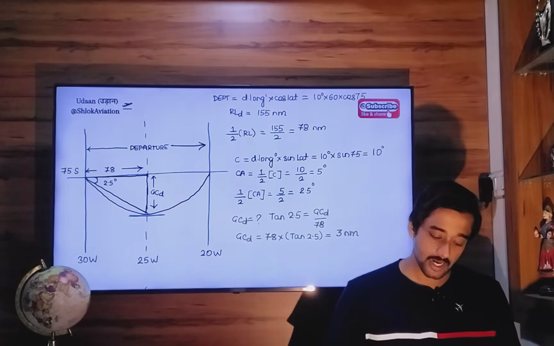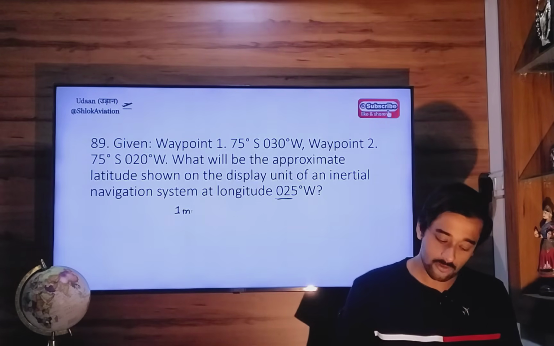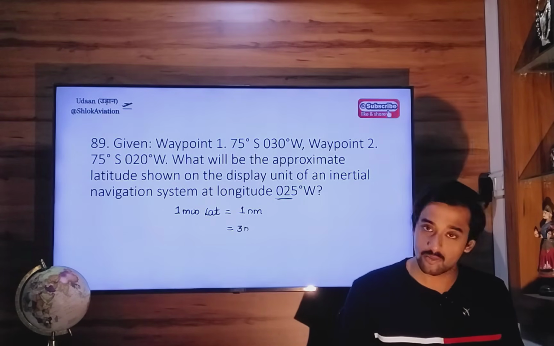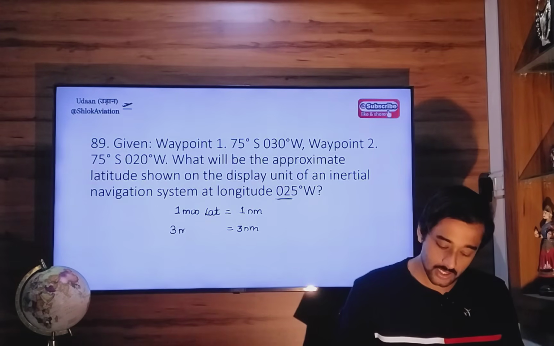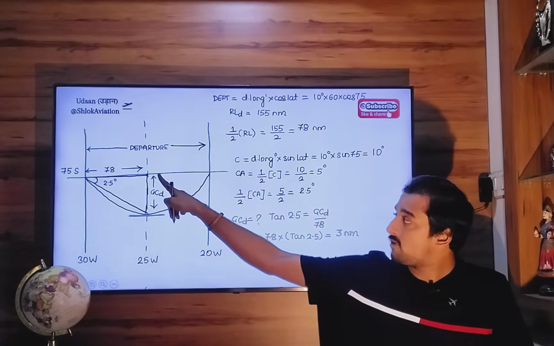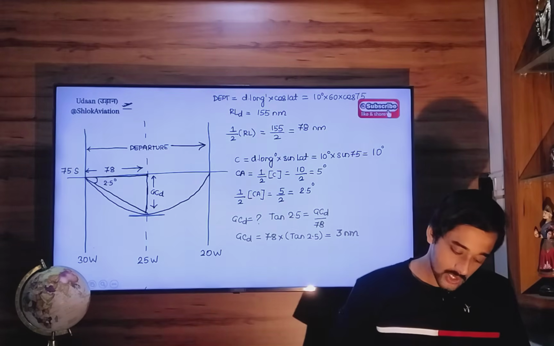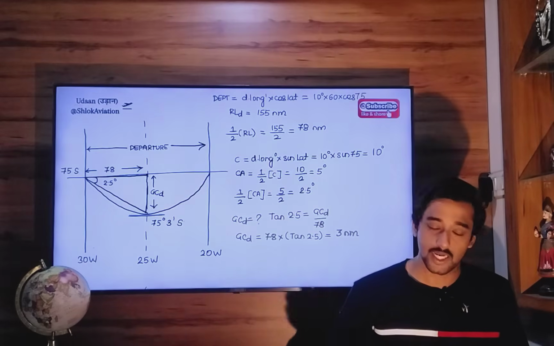Now we all know that by definition 1 minute of latitude is equal to 1 nautical mile. So 3 nautical mile will be equal to 3 minutes of latitude. So what will be this latitude? This latitude will be 75 degrees south plus this extra 3 minutes. So it will be 75 degree 3 minutes south latitude.